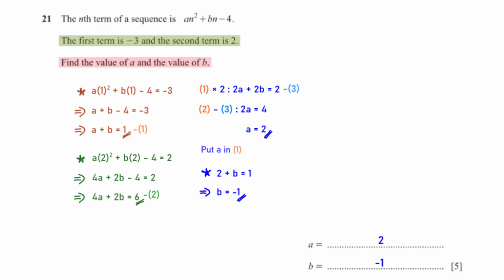So now to get the value of b, we plug in the value of a into any of the equations. If we pick equation 1, we have 2 plus b equals 1. When we subtract 2 from both sides, we get b equals negative 1.